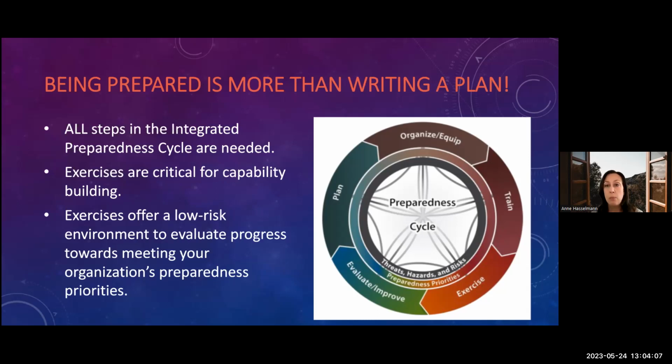What's really important here is that it's an ongoing, continuous cycle, gives you ongoing feedback so that you're constantly improving. So you plan, you get all the assets ready that you need through organizing and equipping, you train your staff, you run some exercises, and you evaluate and then put those lessons learned toward improvement planning. Next slide, please.